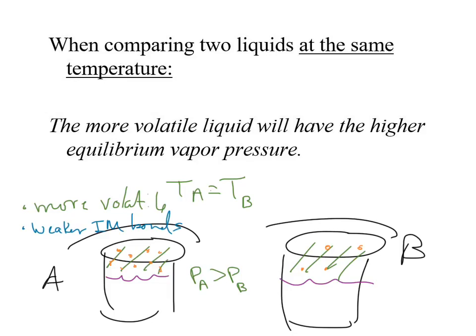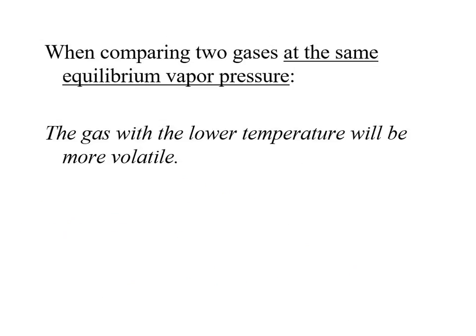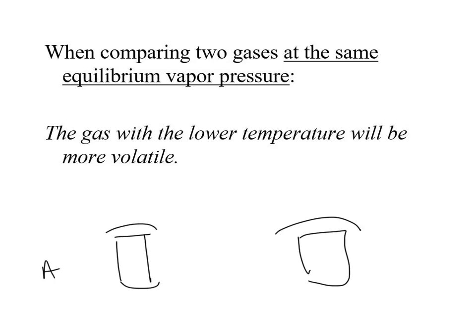And then the next one says, I'll draw my 2 beakers again, and I'll put A and B. It's a different scenario. I'll make smaller beakers. There's my watch glass. Oh gosh, they're getting worse. This is substance A and this is substance B. And here's my liquid. Notice in this scenario, we're going to make them at the same equilibrium vapor pressure.